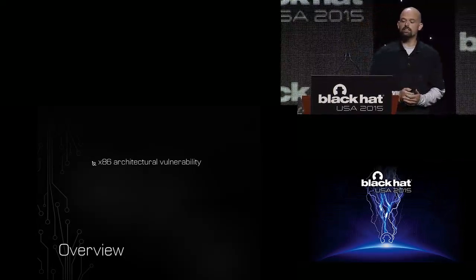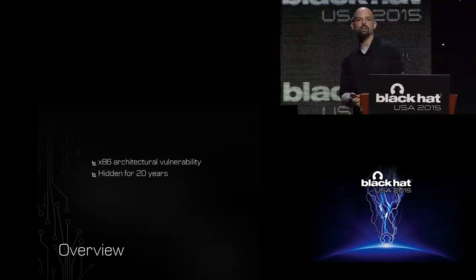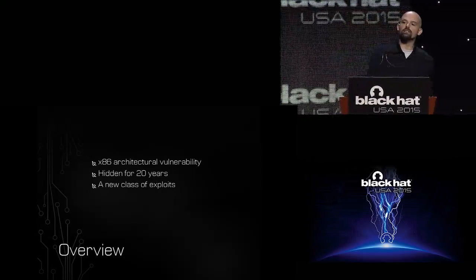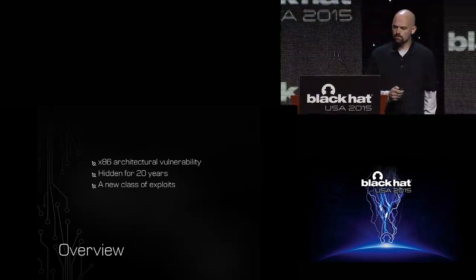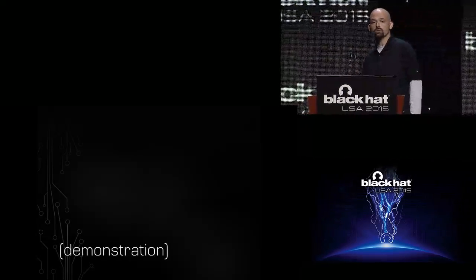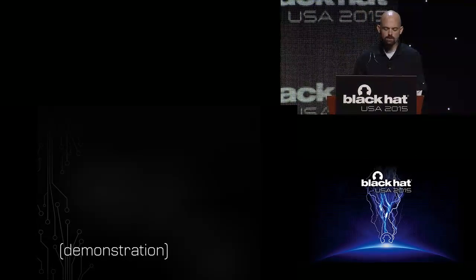It's actually an X86 architectural vulnerability that allows privilege escalation. And it's been hidden on these processors for the last 20 years without anybody noticing it. What it effectively does is open up an entirely new class of exploits on these processors. And I want to talk about exactly how that's going to work. But first, I want to give a demonstration in order to sort of frame what we're going to see today.